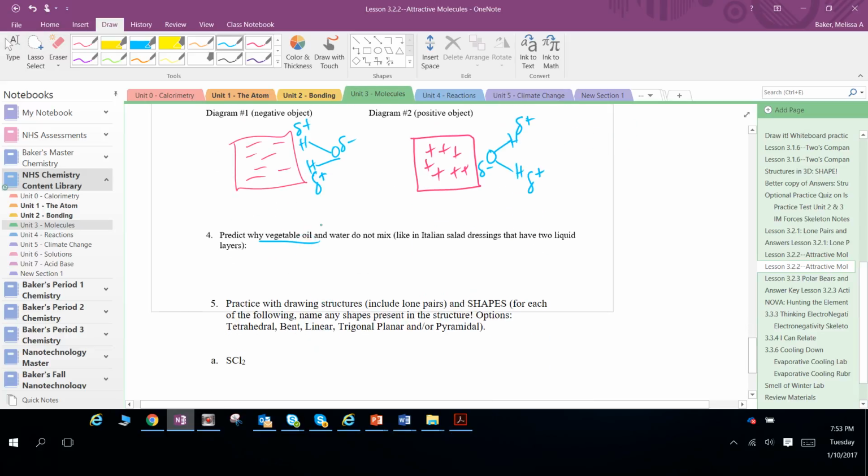Why do you think vegetable oil and water don't mix? Well, water molecules have charges and they attract each other. Oil doesn't, so they don't mix.